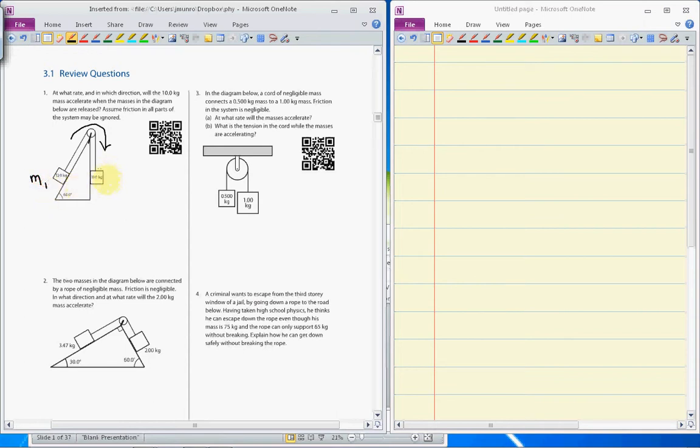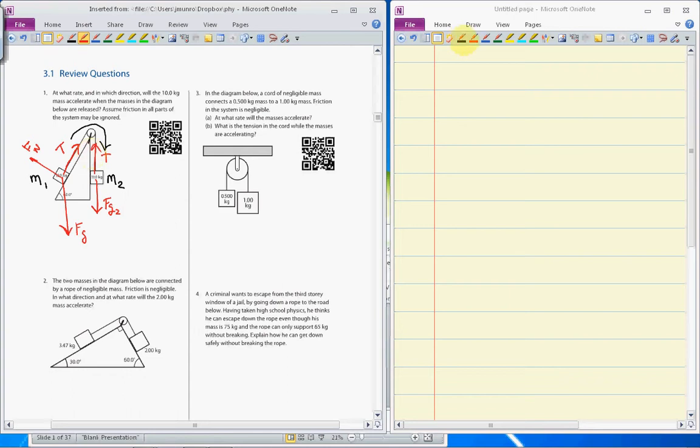Call this M1. Call this M2. And so our free body diagram on mass 1 has components acting down, Fg, perpendicular to the surface, Fn, and up the slope, tension. If we're looking at M2, we have Fg2 and tension. You should see that the tension is the same for both because it's the same string.